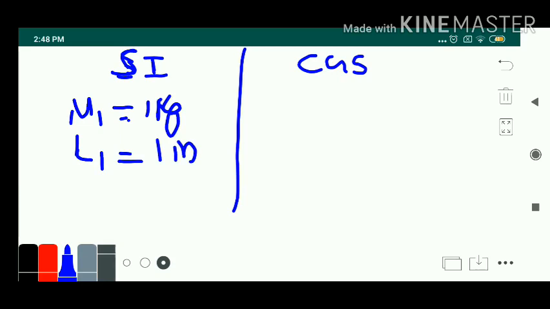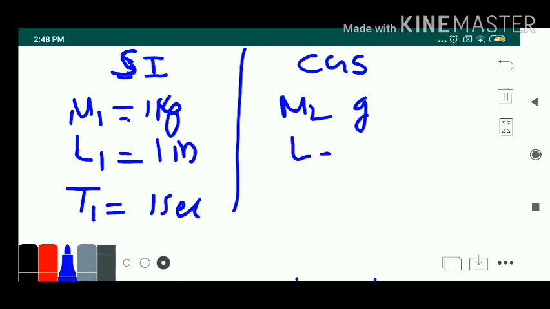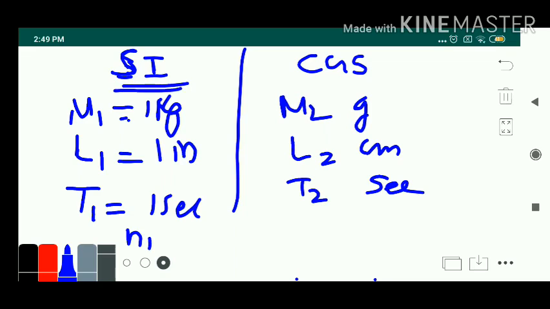right? Similarly, our time T1 I am writing as what? 1 second. Right, now what is M2? CGS is in grams, L2 is in centimeter, and T2, that is time, is in second. Now what is N1? That is in SI system. What is the numerical value given? 100 joule, right? You are asked in erg, means you are asked the value of N2. This much can be written by you guys, very easy, right?